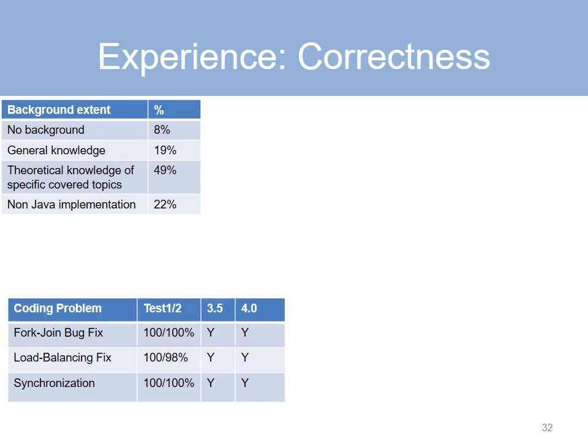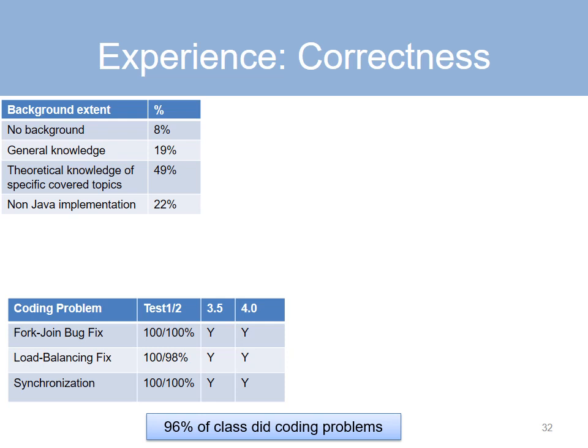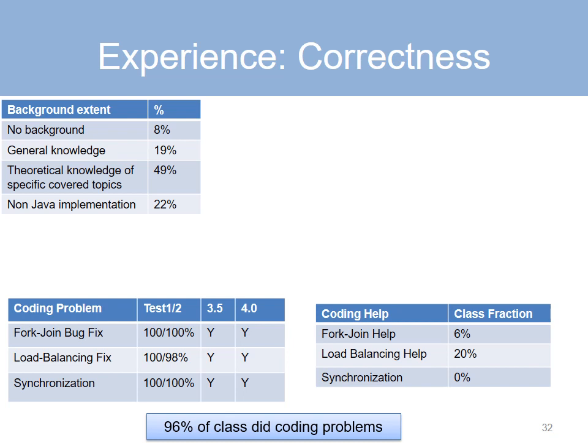The fork-join fix, everybody got it eventually, with or without help. Load balancing fix, as it turns out, there were two tests, and if you hardwired the solution, one test would work and not the other, so one student hardwired. And synchronization, of course, everybody got right. And remember, 96%, one student did not do the coding problem, but one or two. How much help was needed? Fork-join, 6% of the students who came to class. Okay, 6% of students, 50% came to class, so it's almost like 12% of the students who came to class needed help. Load balancing, 20% of the whole class needed help. And synchronization, there was no help needed.